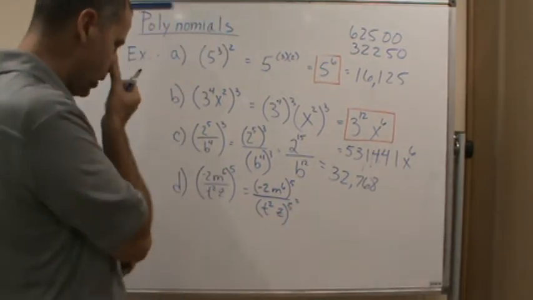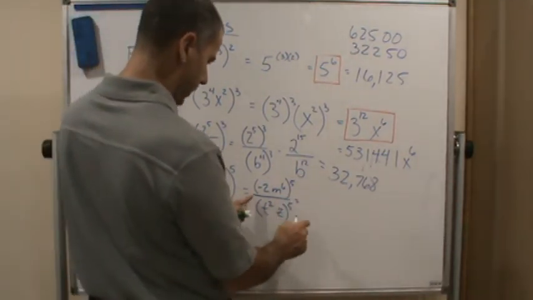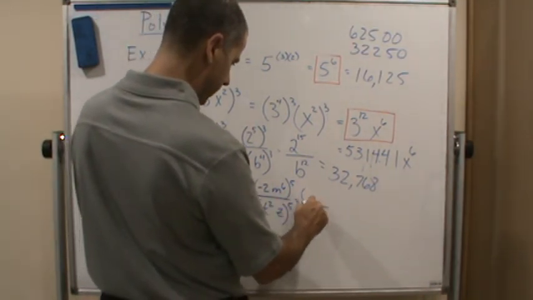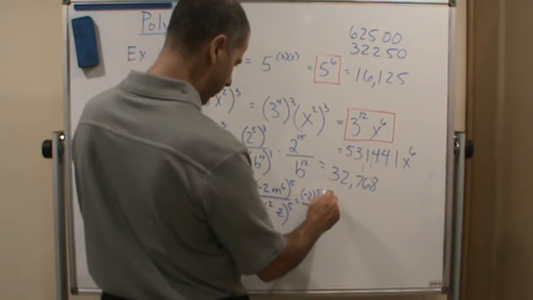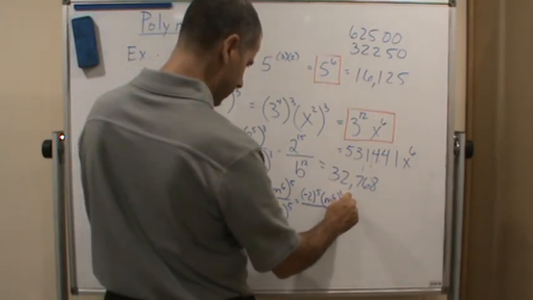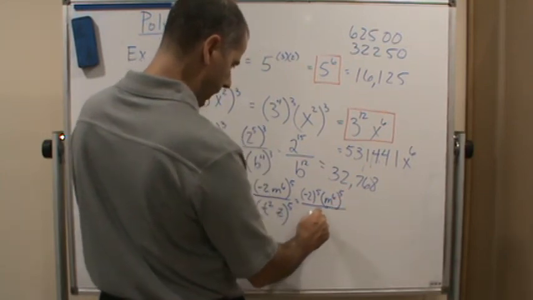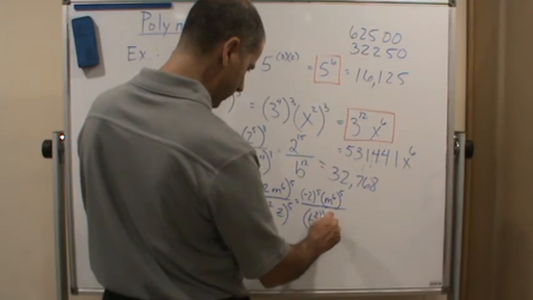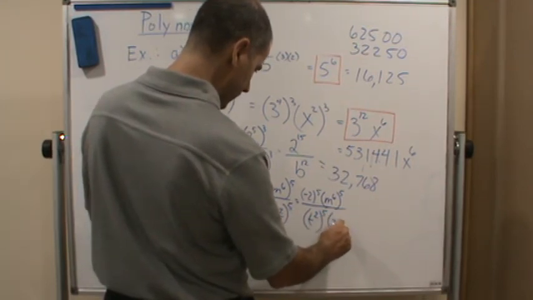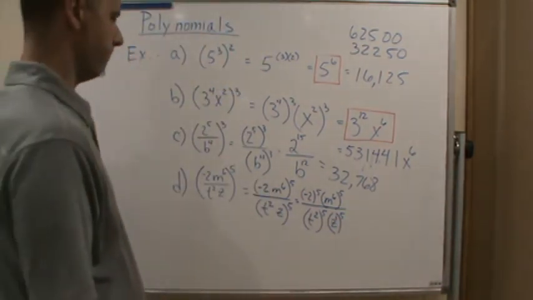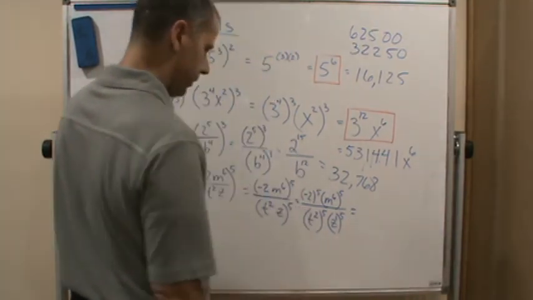And now I'm going to use the other power rule here. I'm going to distribute across the product here. So this is going to end up being negative 2 to the 5th power times m to the 6th to the 5th power. And then in the denominator, it's going to be t squared to the 5th power times z to the 5th power. You could look at it like an imaginary 1 there. And now we can simplify.